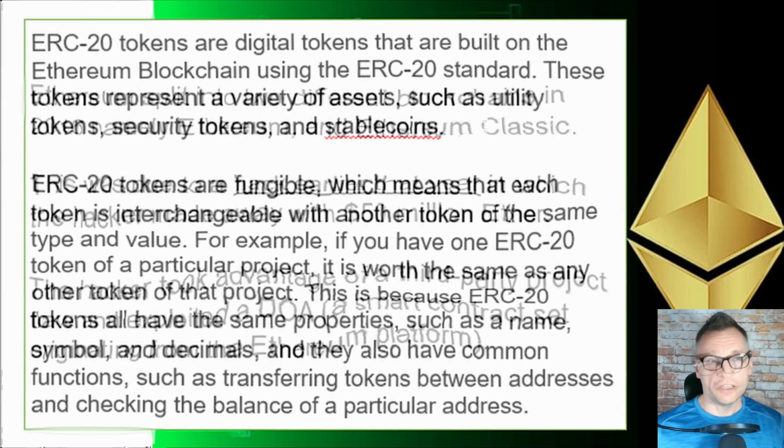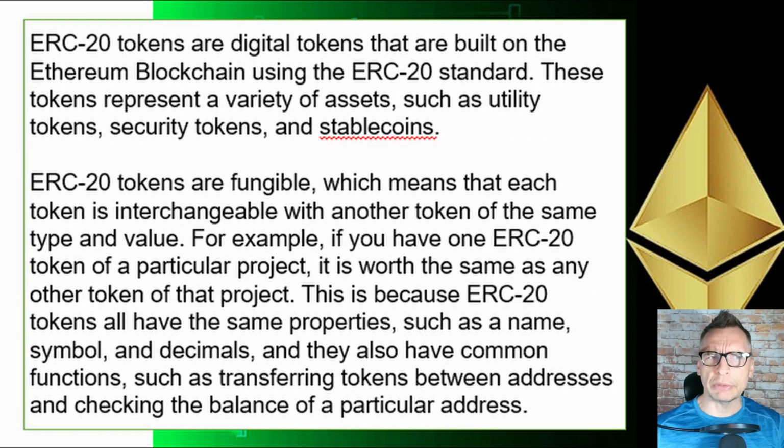Ethereum platform. ERC-20 tokens are digital tokens that are built on the Ethereum blockchain using the ERC-20 standard. These tokens represent a variety of assets such as utility tokens, security tokens, and stable coins. ERC-20 tokens are fungible, which means that each token is interchangeable with another token of the same type and value, which is why one Ethereum will always be the same as another Ethereum in value.